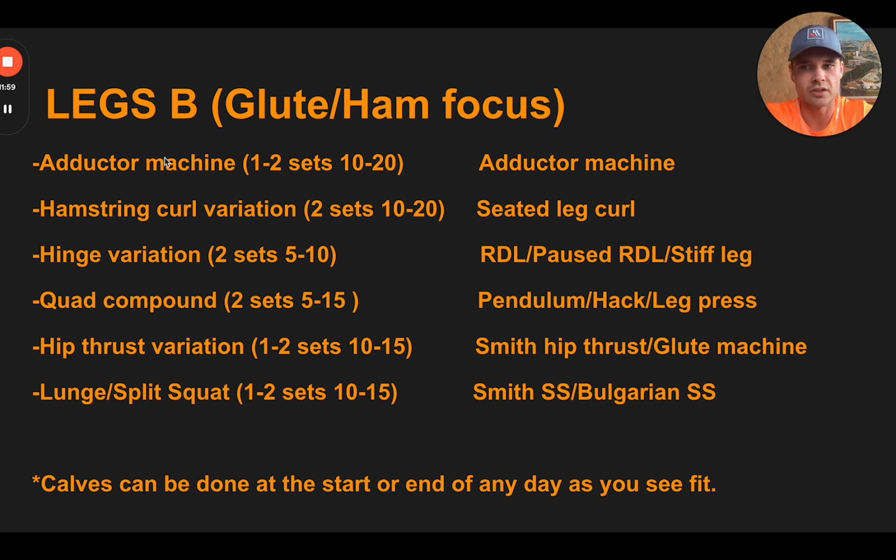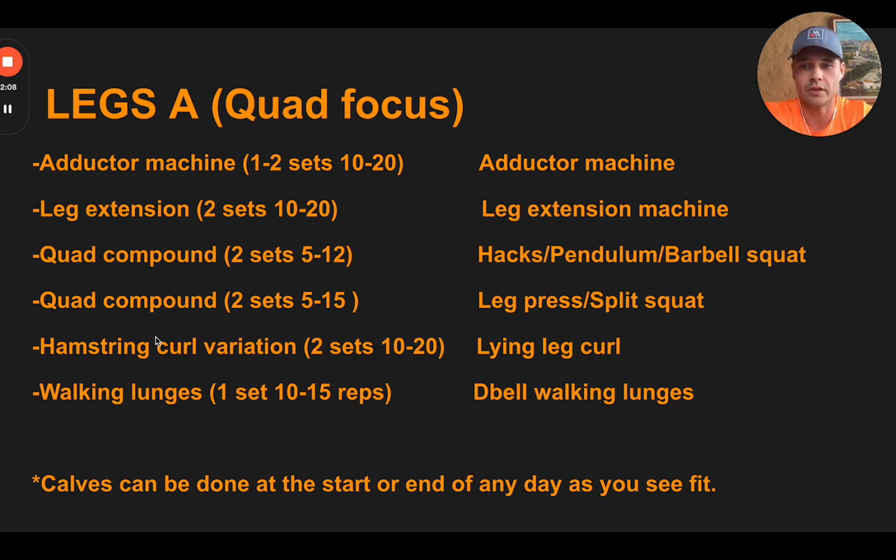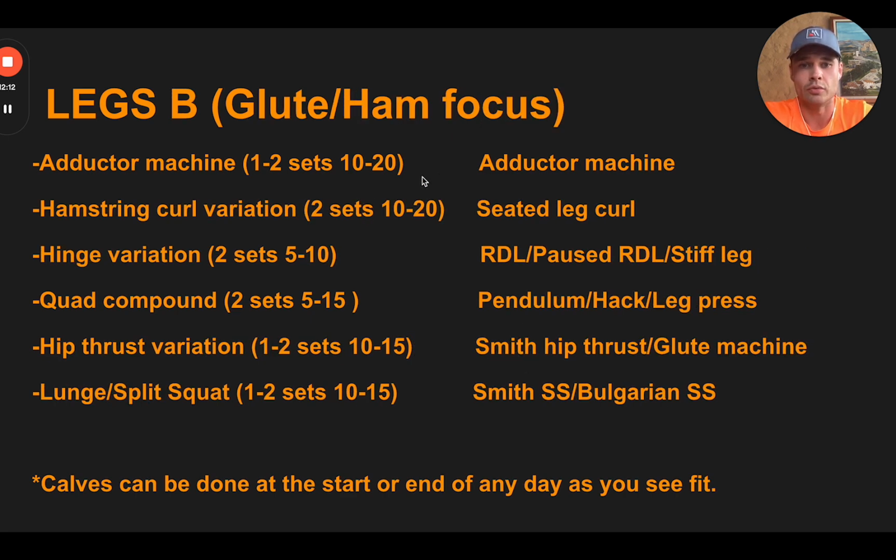So again, we start off with the adductor machine, 1 to 2 sets, 10 to 20 reps to failure, and then we're going to go into a hamstring curl variation. Now on whichever one, if you've done a lying leg curl on leg day A, you're going to do a seated one on leg day B. So again, it doesn't matter what order you do it in, but you want to try and get both of those in if you can. A lying leg curl is going to bias the hamstring in the shortened position, and the seated leg curl is going to bias the hamstring in the lengthened position. So if you can get both in there, you'll be good to go.